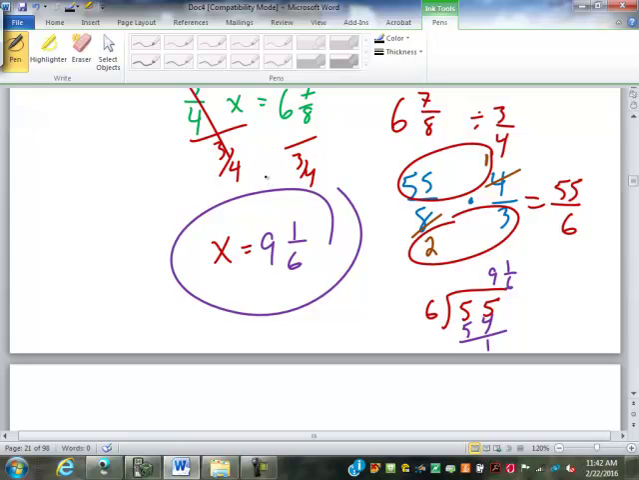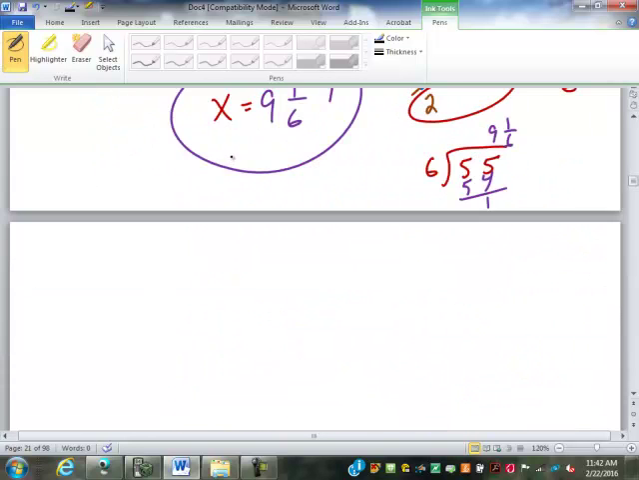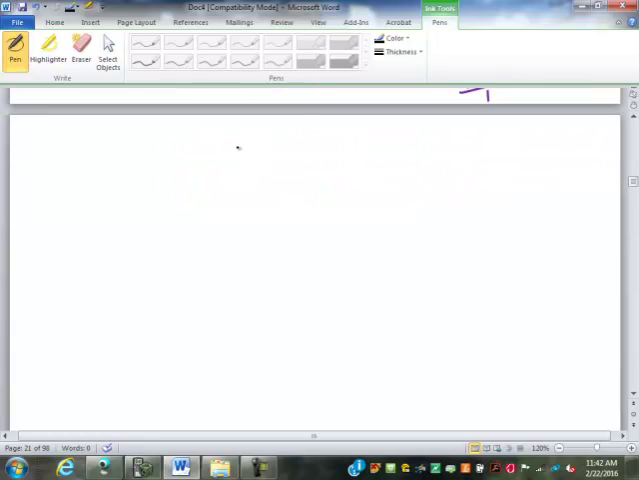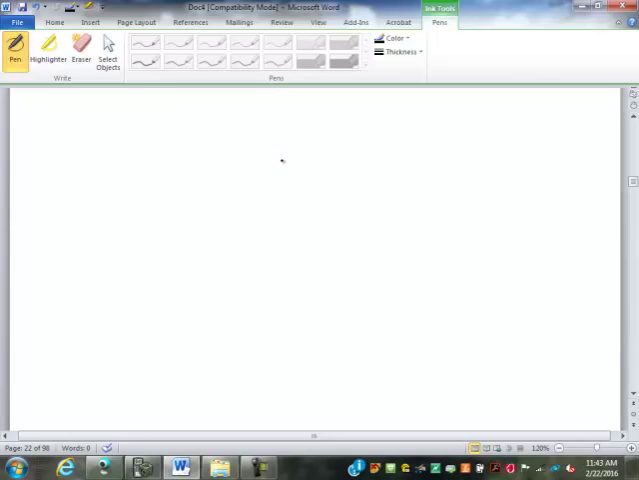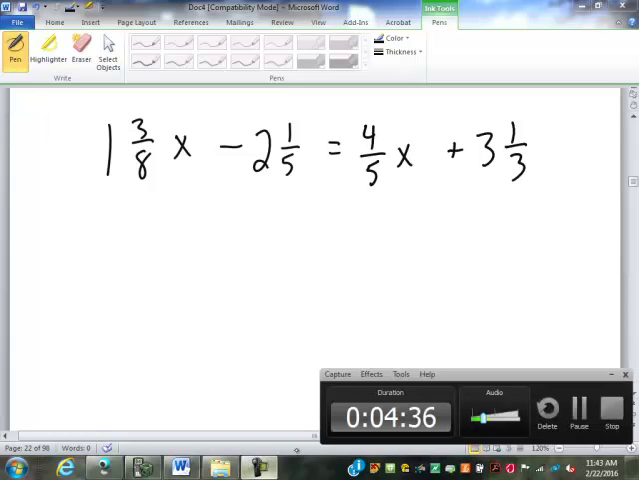What I want to do today is I want to have you guys try some equations like this. Now this is a very basic equation. We're going to step it up a little bit because you guys seem to be pretty good at the algebra. So in your notes, I want you guys to try to solve this equation for me. 1 and 3/8 x minus 2 1/5 equals 4/5 x plus 3 1/3. Give that a shot in your notes. I'm going to give you a couple minutes and then we'll go.